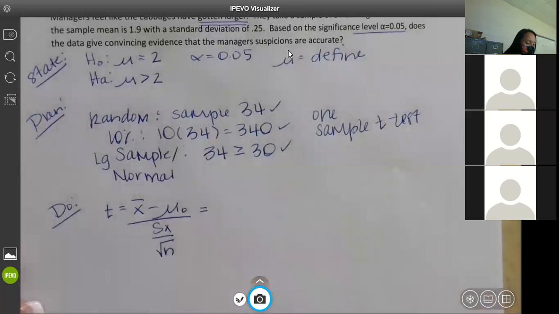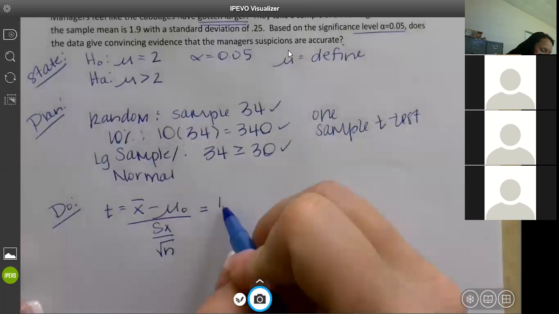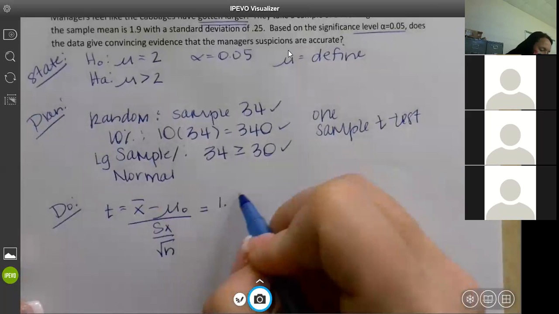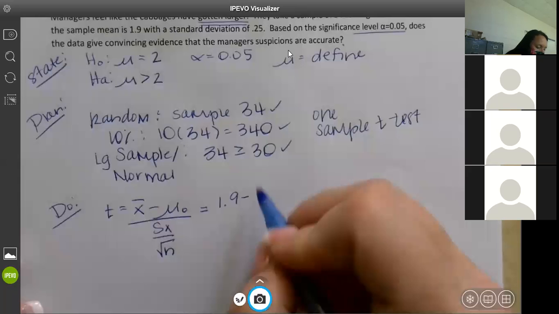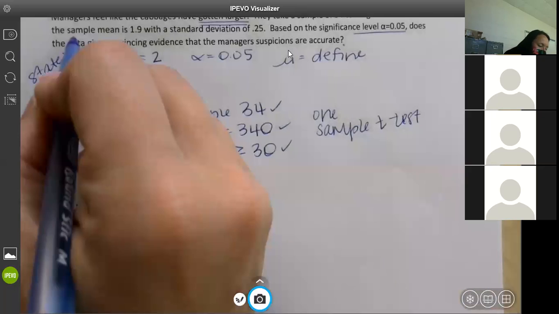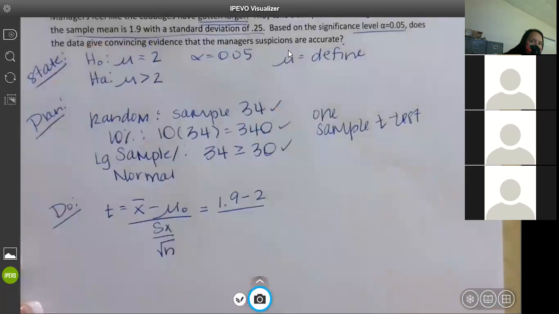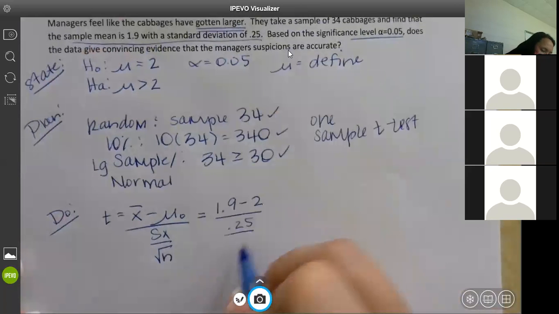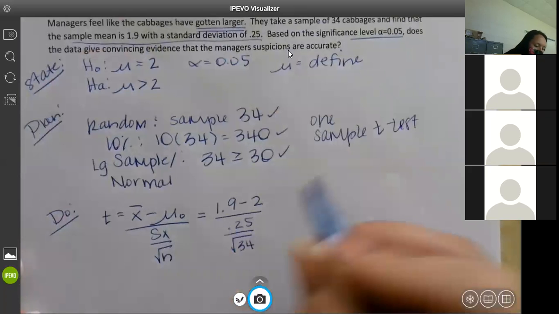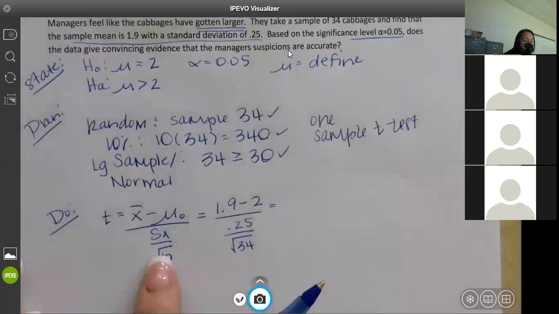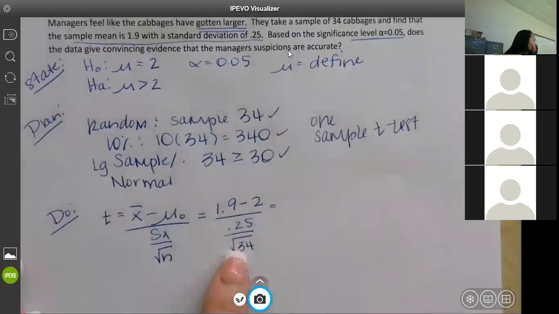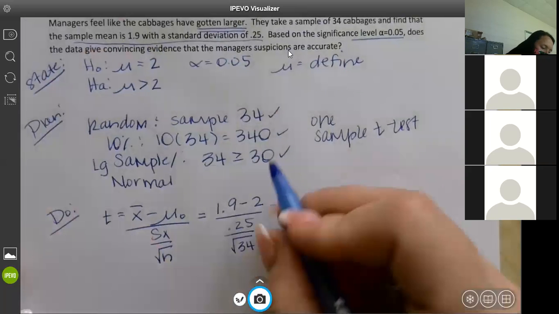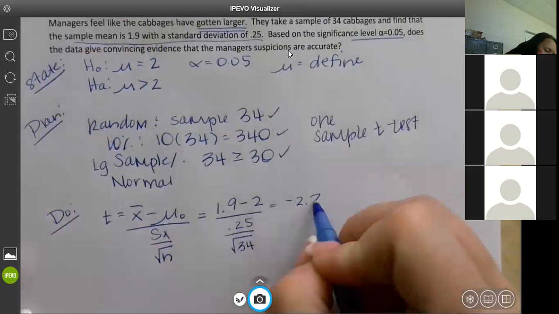They've already told you what your mean is. Sample mean was 1.9. Your mu sub O was 2. Here's your sample mean. Standard deviation was 0.25 over square root of 34. Again, having the formula and then having this defines those variables. Okay, so you don't have to redo it again on the side like I've been doing. This gives you a negative 2.33.